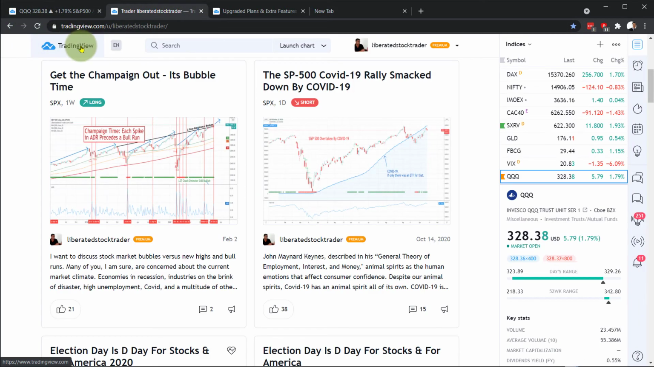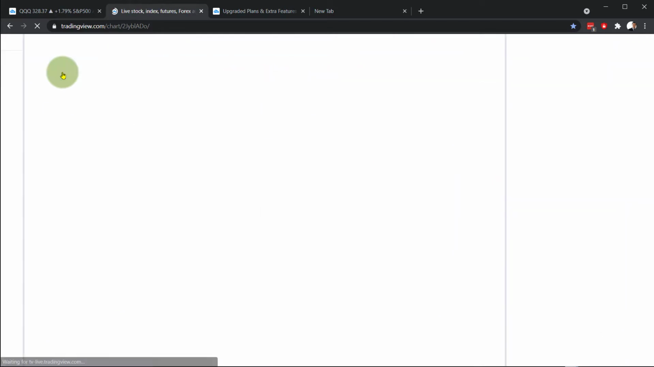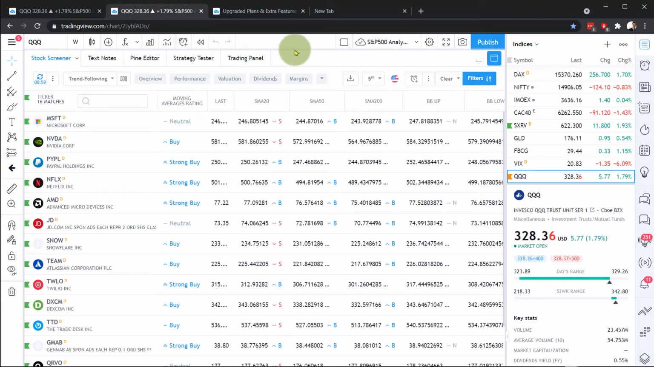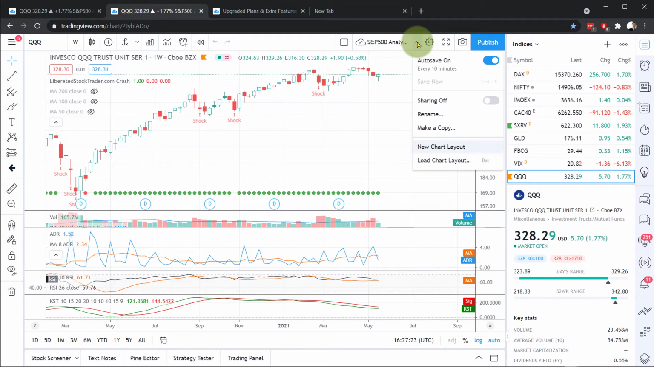This is the home screen, but I want to go and have a look at some charting. So I can go here, I can go to charts. So this gives me a view of the chart. So here you can see the full chart here. And you can obviously save different layouts and reload different layouts with different sets of indicators.